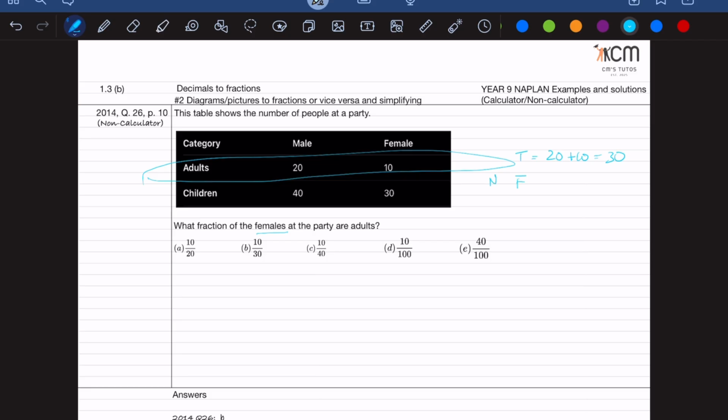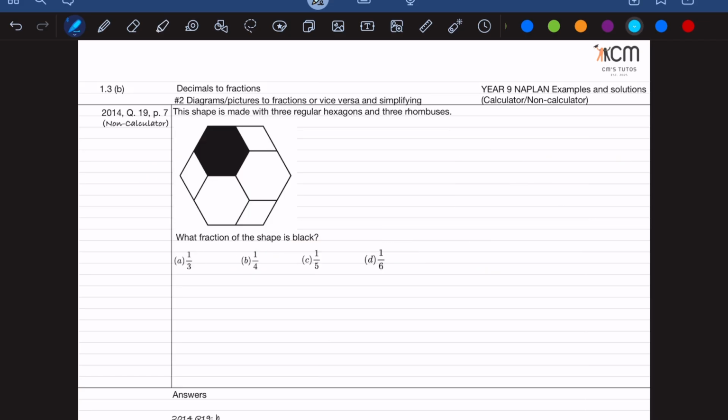You know, the number of females is 10 out of 30 because it's written 10. You can simplify it, but in our multiple choice answer options, it only has 10 out of 20, 10 out of 30, 10 out of 40, 10 out of 100, or 40 out of 100. They're all not in simplified answers. So all you gotta pick is 10 out of 30, the one that we have worked out. So our answer is B. We can keep looking at another question.